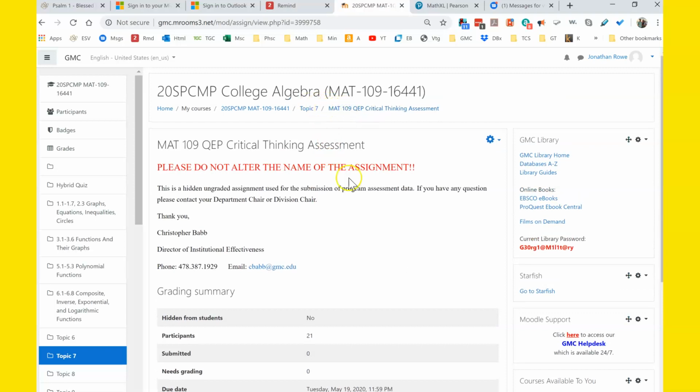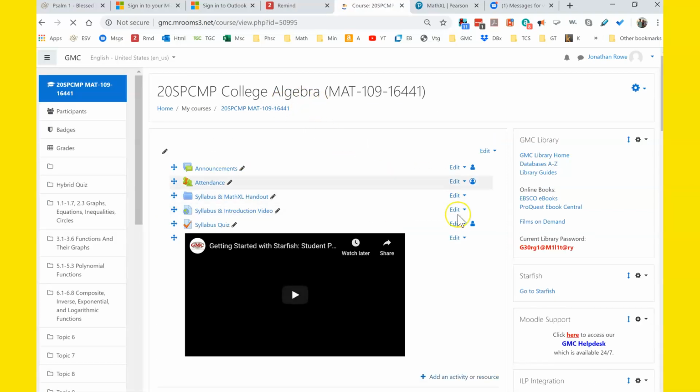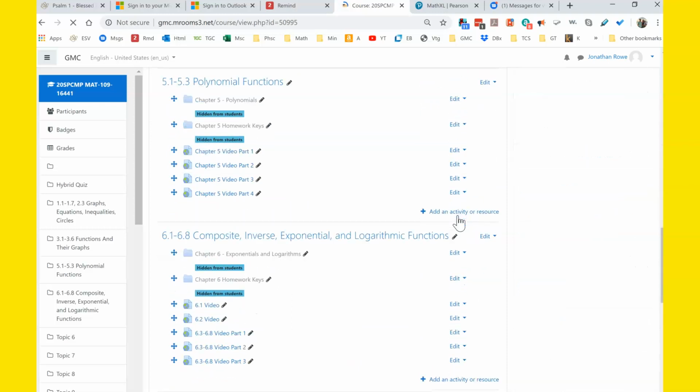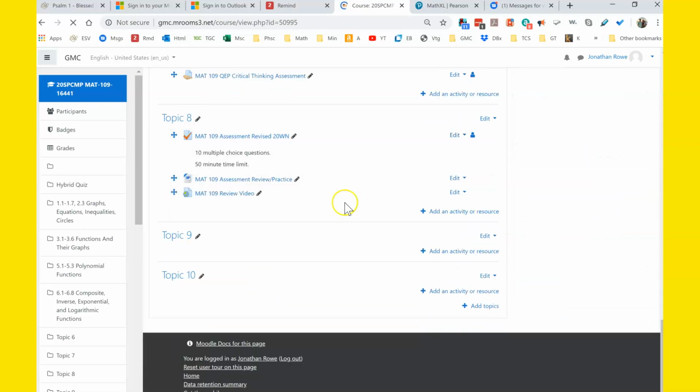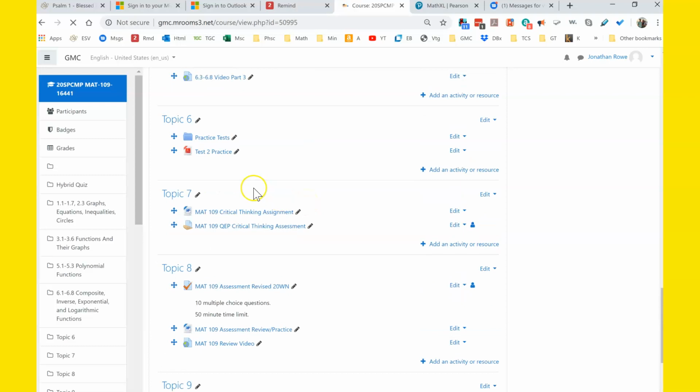But the kind of file you have to turn in is either a Word document or some sort of word processing document, or a PDF file. So if you have to print it out and fill it out by hand, you're going to have to find a way to scan it as a PDF file to submit it and turn it in.